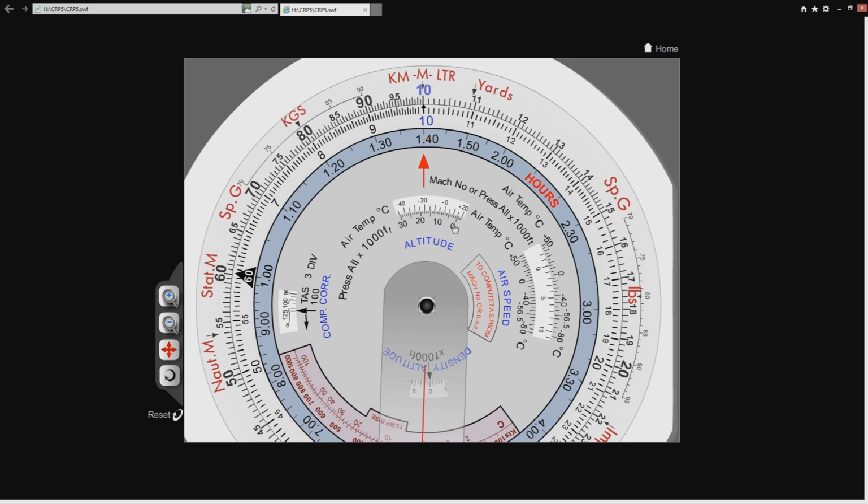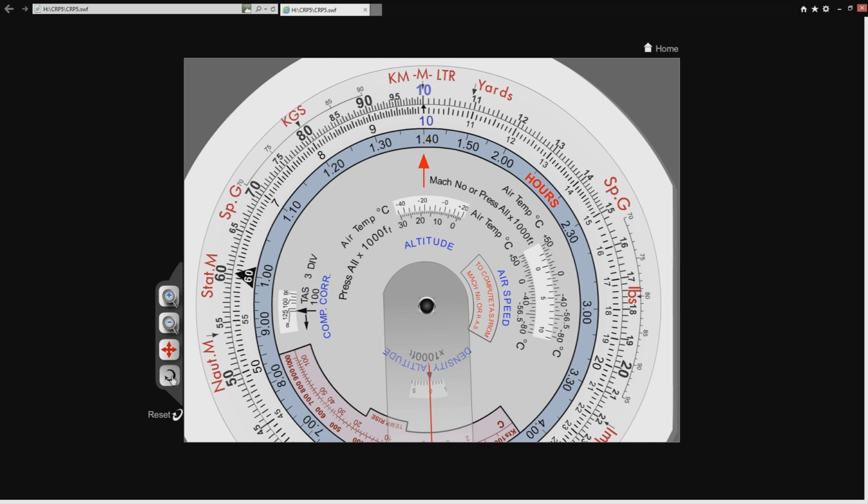And if we look at our pressure altitude, a 0 foot pressure altitude, which is sea level, look at the temperature. It's 0, plus 5, plus 10, plus 15. And notice also that our density altitude is also 0. So the CRP-5 is set up in this normalized state to give us an international standard atmosphere.